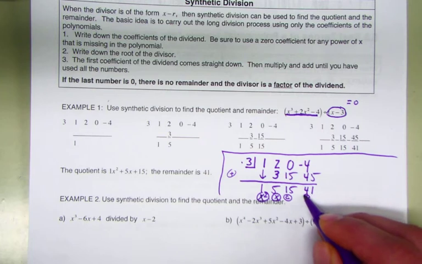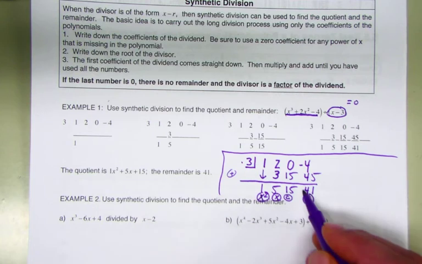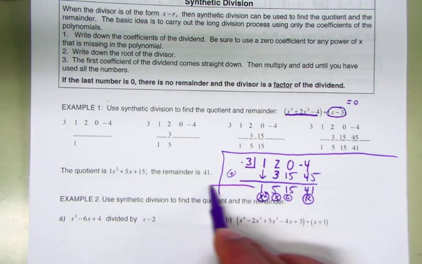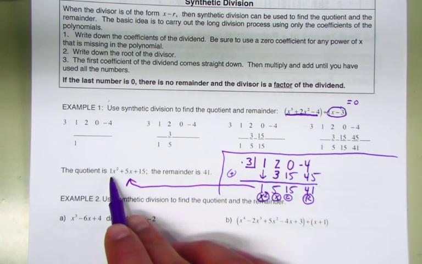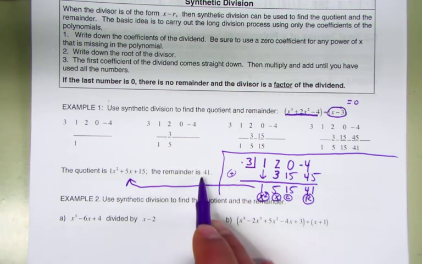That's the remainder, right. Okay. And so if you put things together, here it is. Here's your quotient, 1x squared plus 5x plus 15. Remainder is 41. Okay?